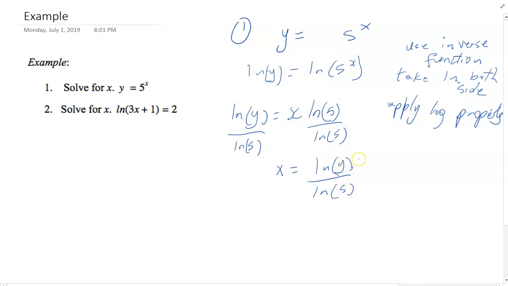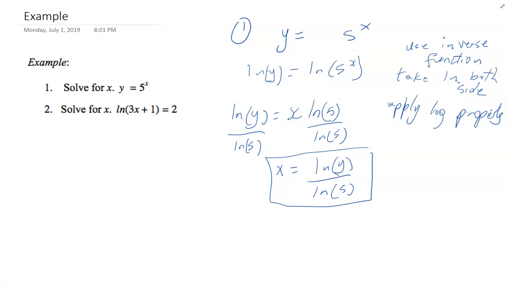It is typical, if we're taking the log of just a single item, to write ln space that item like this. It could be written ln space y, or we could write the argument in parentheses.